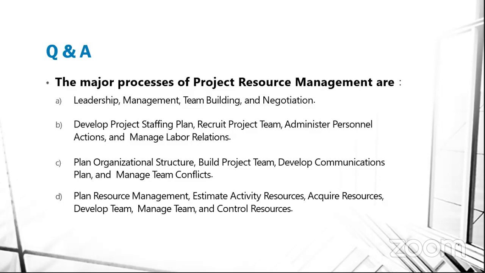I need answers from us. Is it A, B, C, or D? All right. Everybody is saying D. Yes, we are correct. D is where you start with planning the resource management, you're going to estimate the activity resources, you're going to acquire the resources, you're going to develop the team, manage the team, and you control the resources. Yes, we are all correct. Yeah, you can clap for yourself.